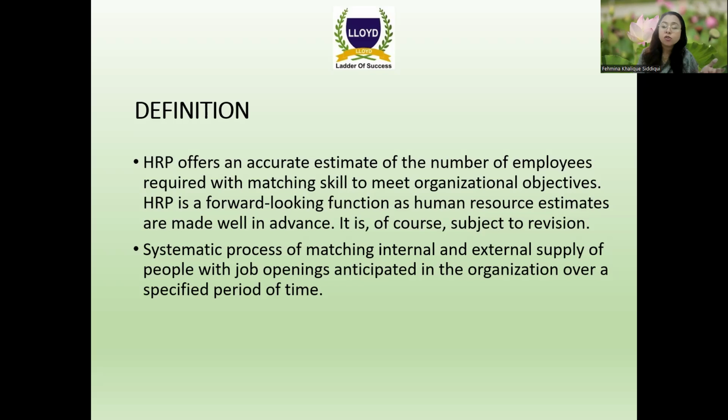So also, human resource planning is a process of matching internal and external supply of people. So internally, how many resources are available with us who can be utilized for various functions and to carry out the work in the organization, and how many resources we need to acquire or procure from outside through various sources like giving advertisements in newspapers or posting on social media or posting on job portals like Naukri.com. So we need to understand the process of matching internal supply of labor and external supply of labor for job openings which are anticipated in the organization over a specified period of time. This specified period of time can be 1 year or 6 months or a quarter also for any organization, depending on their needs and requirements.